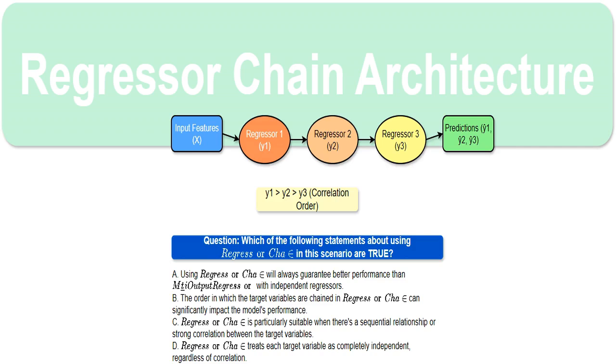This depicts the structure of a regressor chain. Imagine a series of connected regressors, each building upon the previous one. The first regressor uses the initial input features to predict the first target variable. The second regressor then takes those input features plus the first regressor's prediction as inputs to predict the second target variable, and so on. It's like a chain reaction, where each link depends on the previous one.